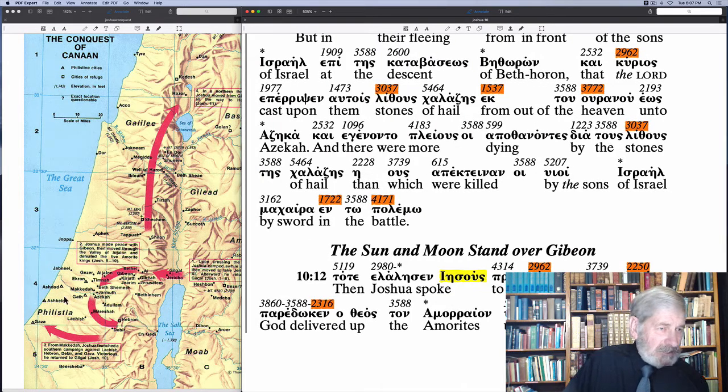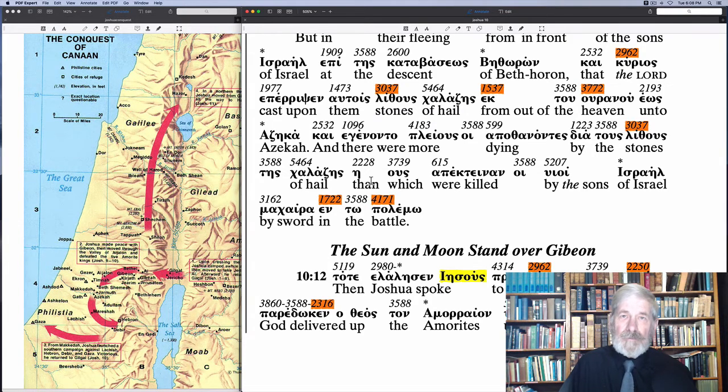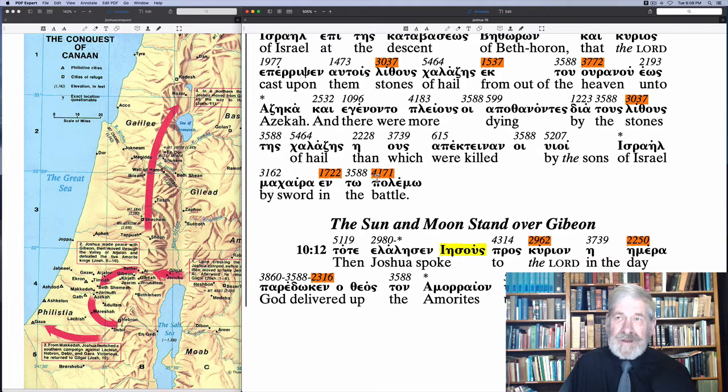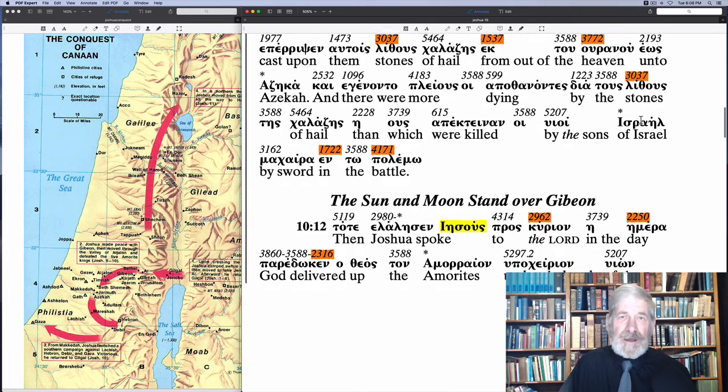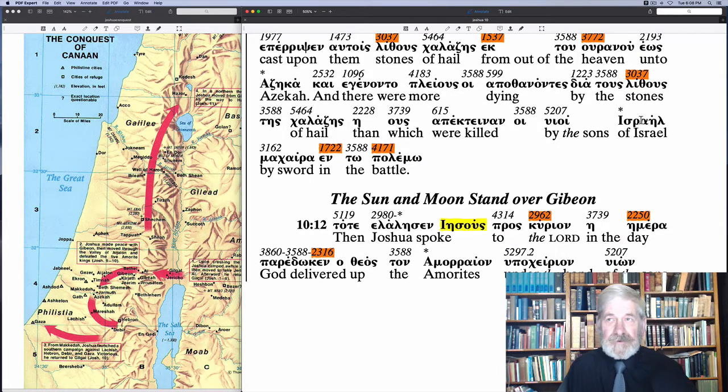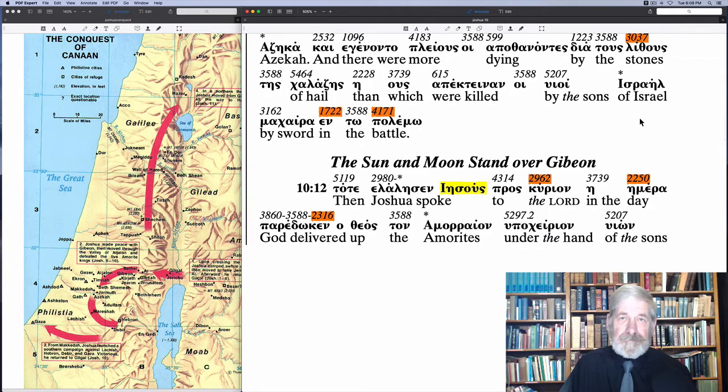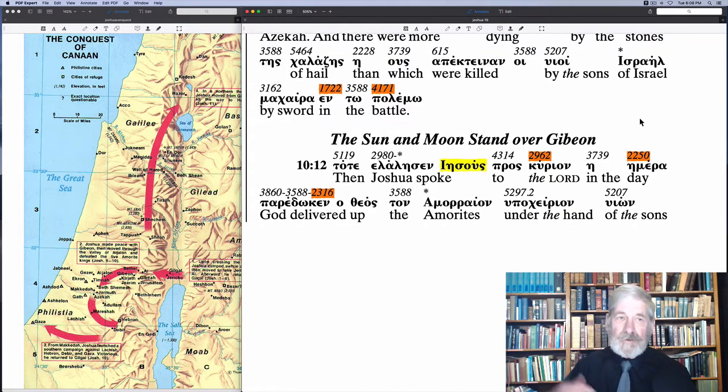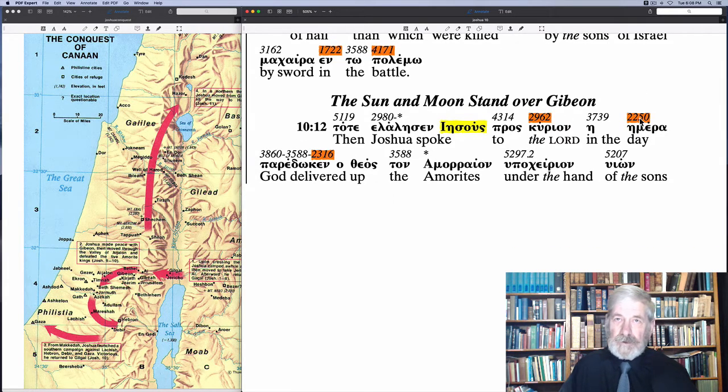I don't see Azekah, but anyway, the hail. And there were more dying by the stones of hail than which were killed by the sons of Israel by sword in the battle. So nature took its course, God using the hail. He will use the hail again in the future. Mentions that in the book of Ezekiel, weighing like 100 pounds apiece, destroying a lot of the earth, people being killed, animals.